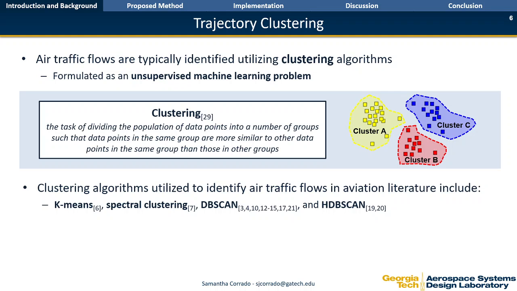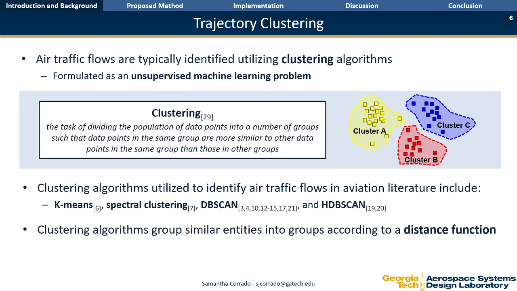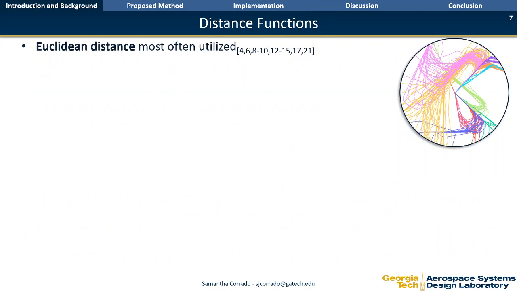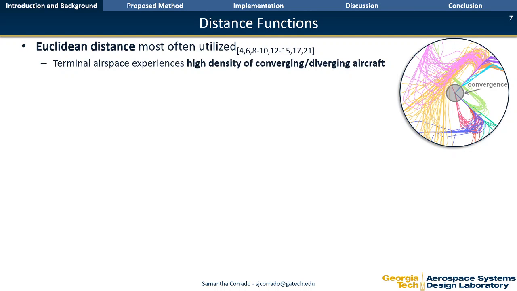trajectory identification task. Clustering algorithms determine the partitioning of the airspace into flows according to some distance function. One of the most critical components of trajectory clustering is the definition of an appropriate distance function. The standard Euclidean distance is the most often utilized distance function within the aviation literature.